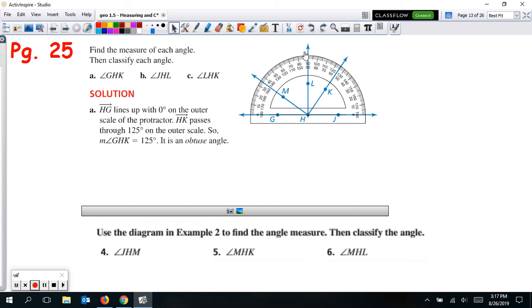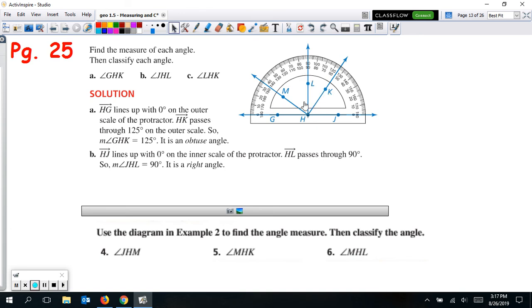So going straight up, and that's exactly 90 degrees right there. So that one's going straight up through 90, and you're going to use these numbers here at the beginning, the inside numbers, to show that's 90 degrees exactly, a right angle. C is L, H, and K. So L, H, and K. That's these two right here.